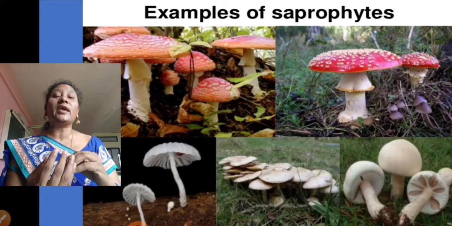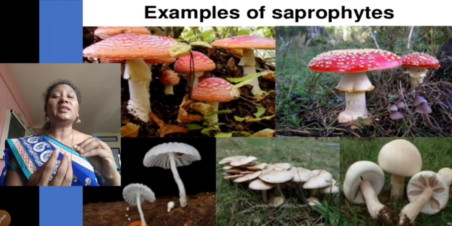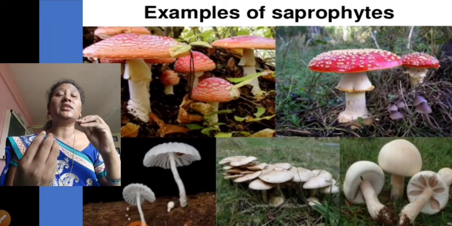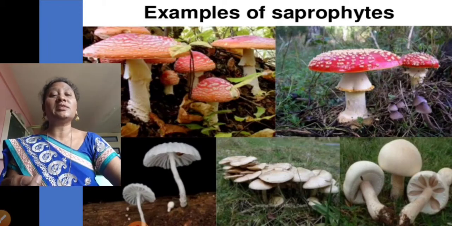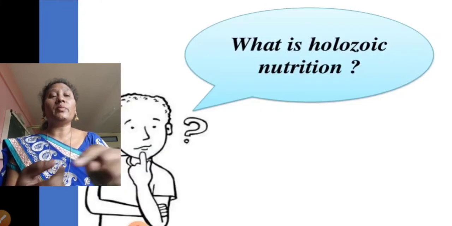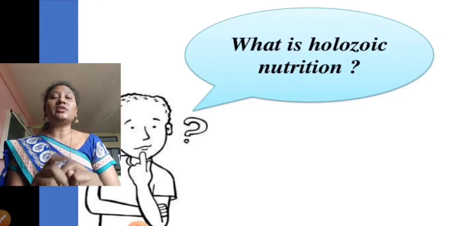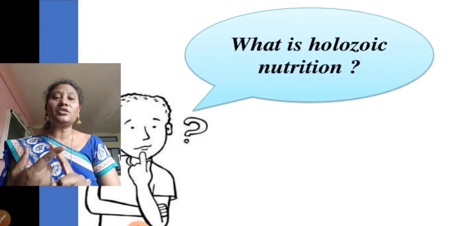How do they cause the decaying? By releasing the enzymes into the substances, they cause the decaying of the substances. Now let us see what is saprophytic nutrition.